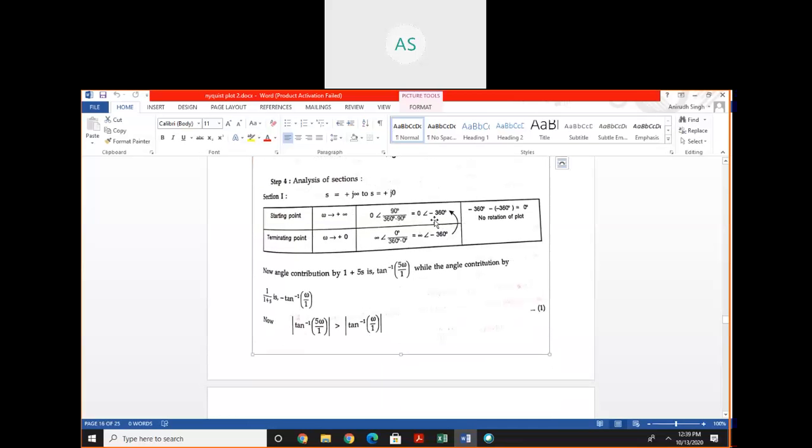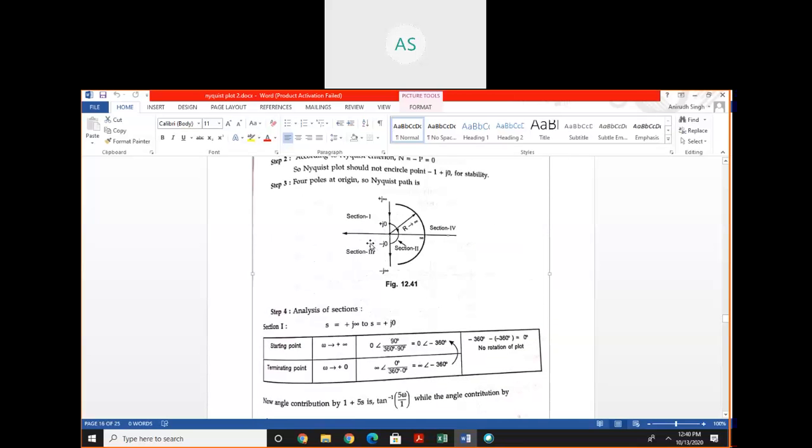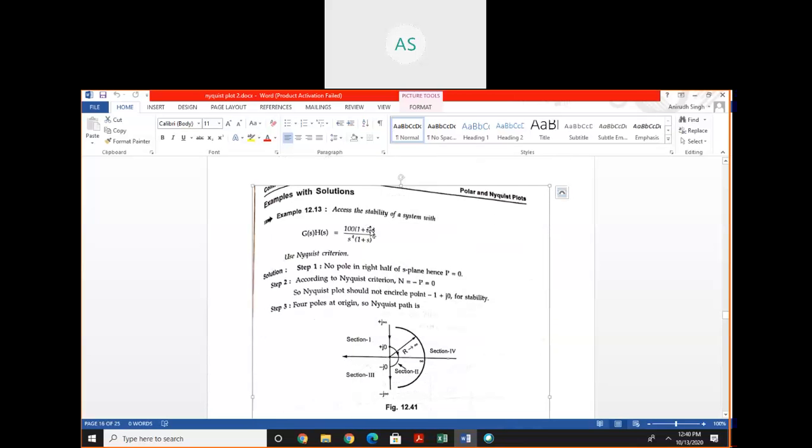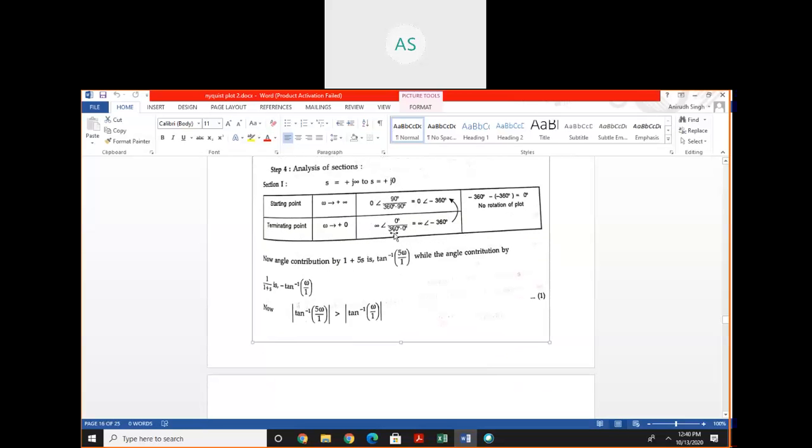When s is equal to plus infinity, first we calculate the starting point when omega tends to plus infinity. This term contributes 90 degrees, this term contributes 90 degrees, and this term contributes 90 plus 90 plus 90 plus 90, 360.